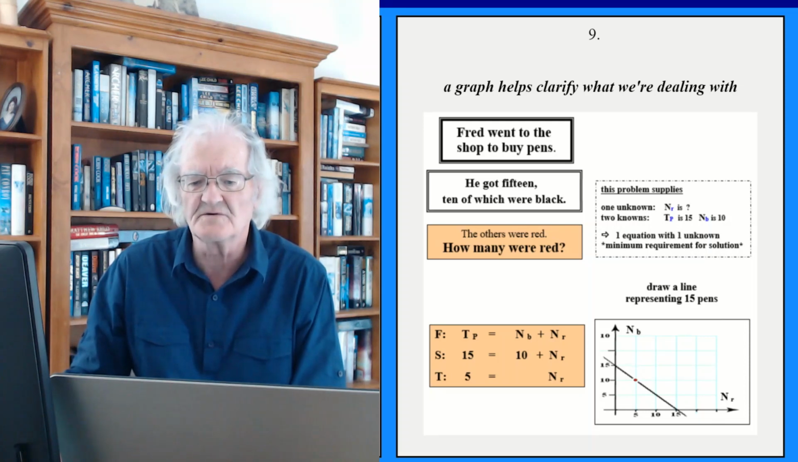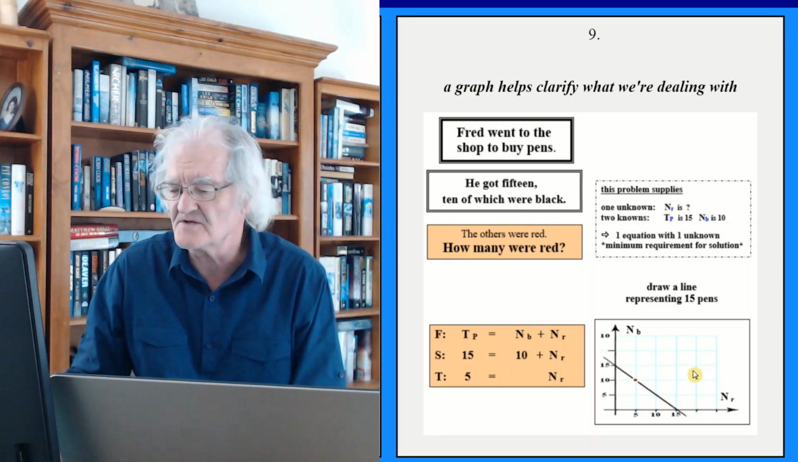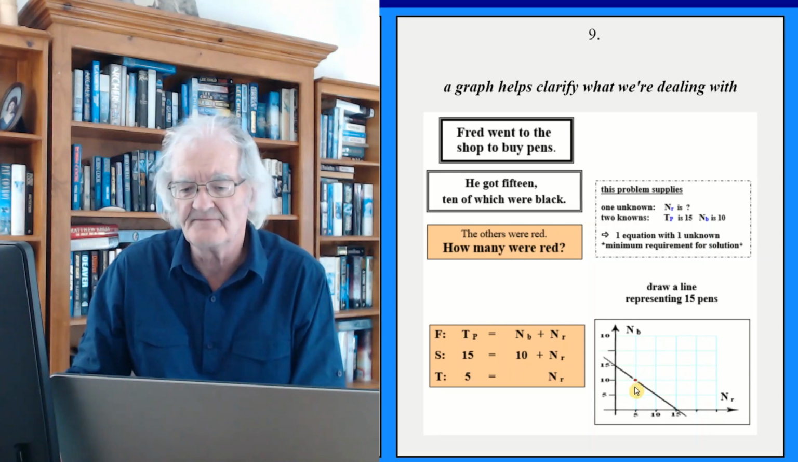So here's the whole solution. The problem, the analysis of the problem, the calculation leading to an answer, and the graph which illustrates what is happening and what could happen in other situations.